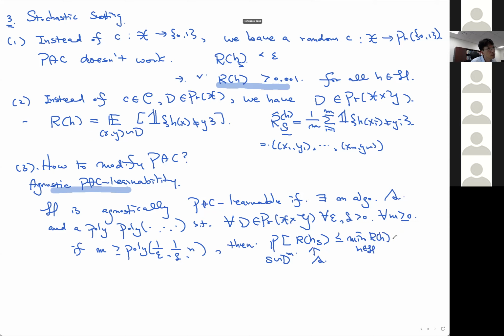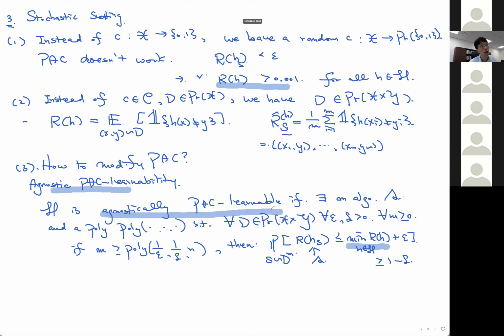R of H plus with high probability. So you can see the key difference here is we allow the possible mistake. Previously, this minimum has to be 0, but in agnostic PAC learning, we are allowing this. There's some slack there. Okay. So this is the definition of agnostically PAC learnable.